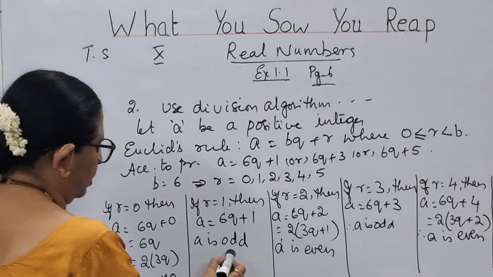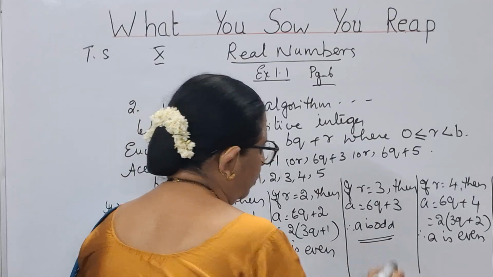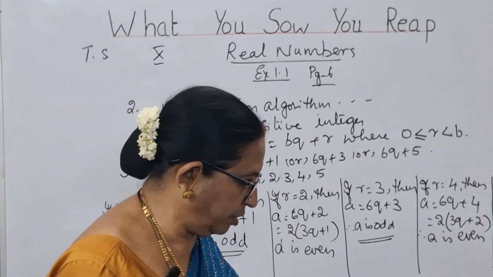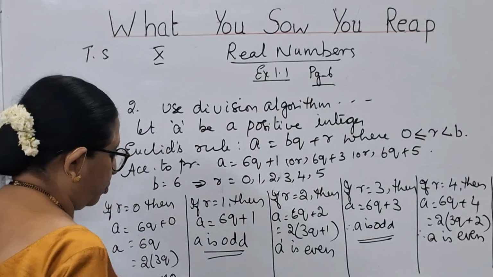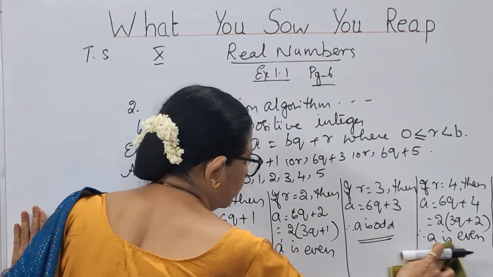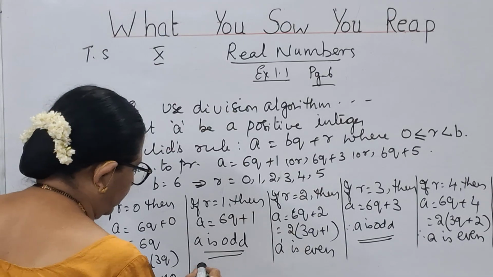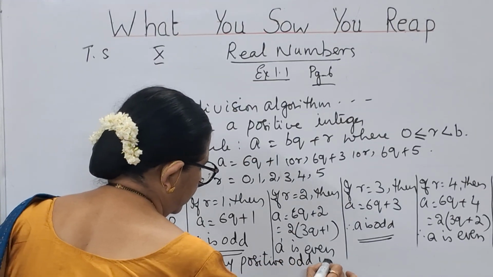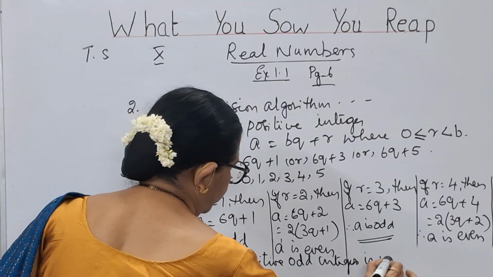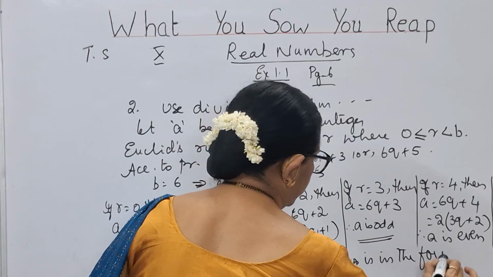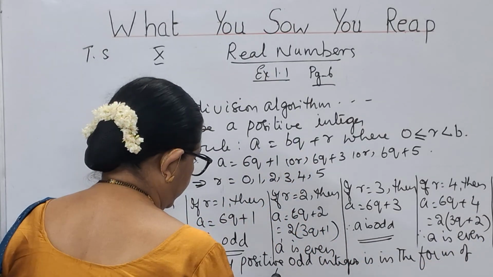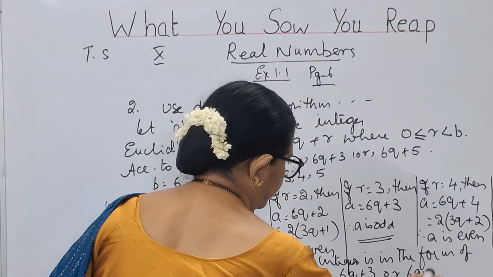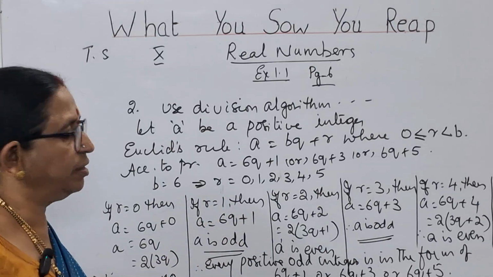So, in which cases are you getting odd, children? 6q plus 1 you are getting odd. 6q plus 3 you are getting odd. 6q plus 5 you are getting odd. The problem itself is asking that every positive odd integer is in the form of 6q plus 1 or 6q plus 3 or 6q plus 5. So the same thing you have got here. Therefore, every positive odd integer is in the form of, what are they, children? You have got 6q plus 1 or 6q plus 3 or 6q plus 5. So this is your proof for this problem, children.